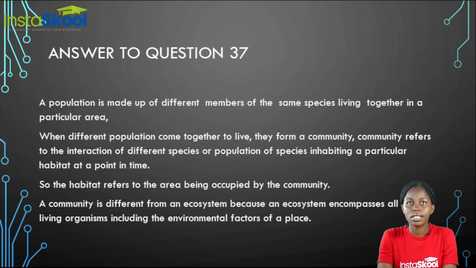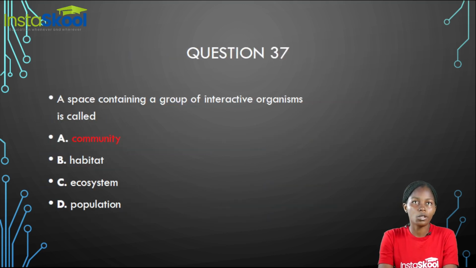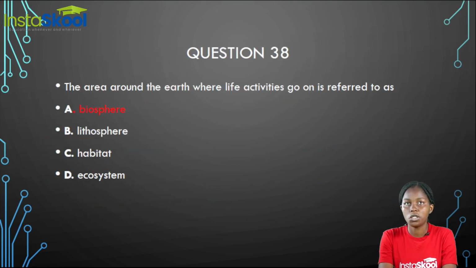Lastly, ecosystem. Ecosystem consists of all communities, that is, all the environmental factors in a place, including the living and the non-living things. So when we go back to our question, group of interactive organisms is called a community. So it is made up of different populations of species.